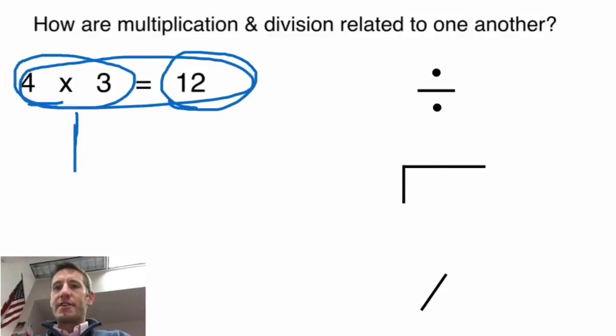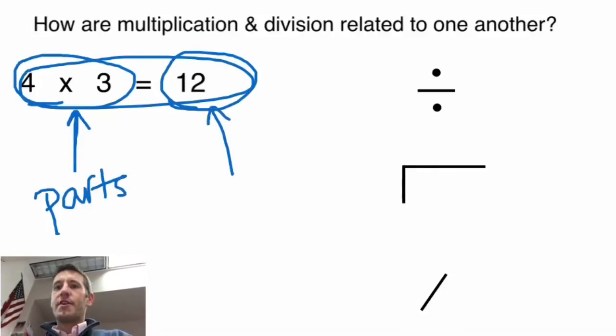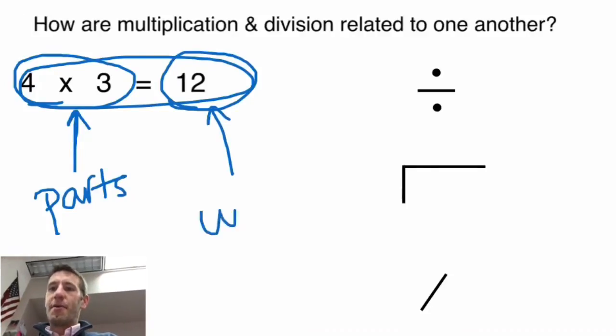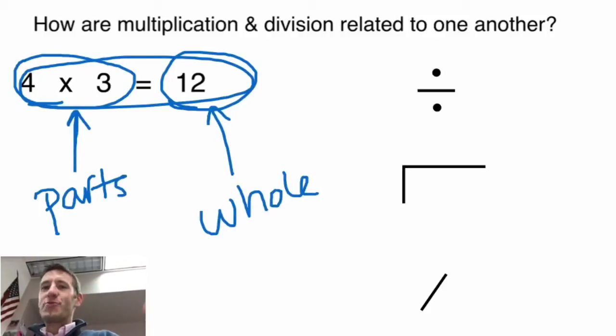And you could almost think of 4 multiplied by 3 as your parts, and 12, after you've combined those parts or multiplied those parts together, you came up with a whole, okay? And it's really important to remember those parts and those wholes for the division unit.